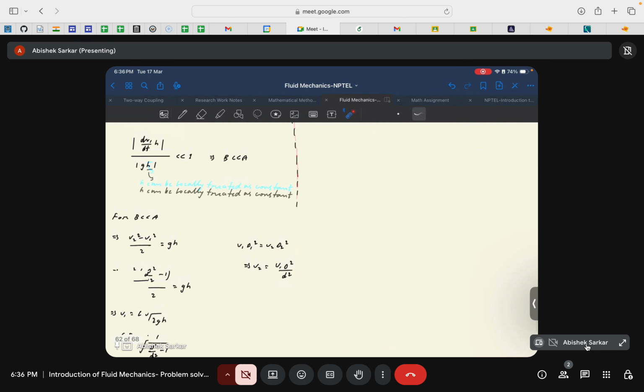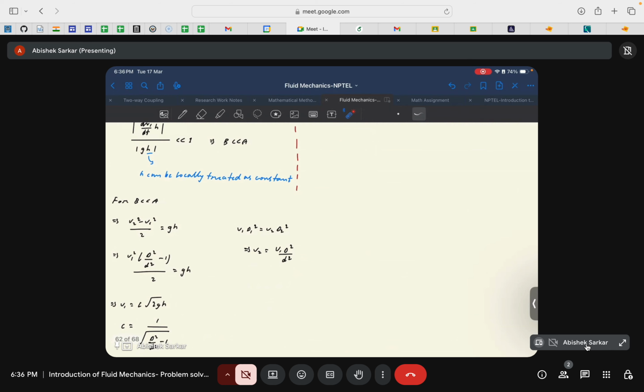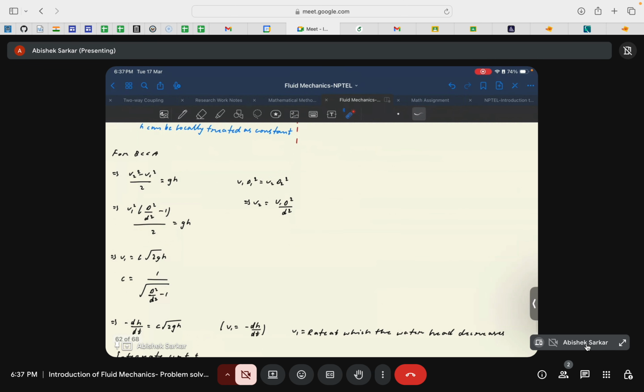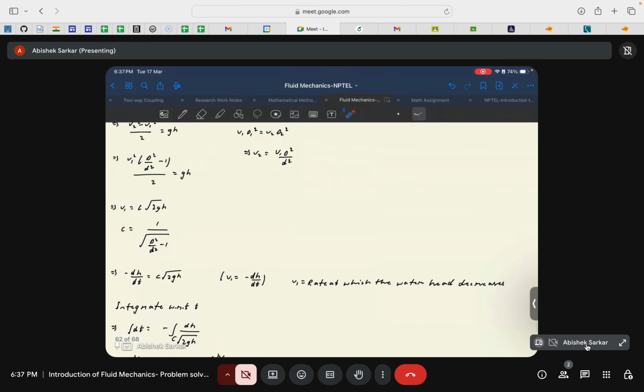If you consider the magnitude of this term to be much less than the potential energy term, then you will have (v2 square minus v1 square) divided by 2 is equal to gh. And we know that from the continuity equation, v2 can be approximated as v1 times capital D square by small d square. Substituting this value, you will get v1 square times (capital D to the fourth by small d to the fourth, minus 1) by 2 is equal to gh. If you simplify it, taking all these terms to the right-hand side, you will get v1 as c times root 2gh, where c is this term.